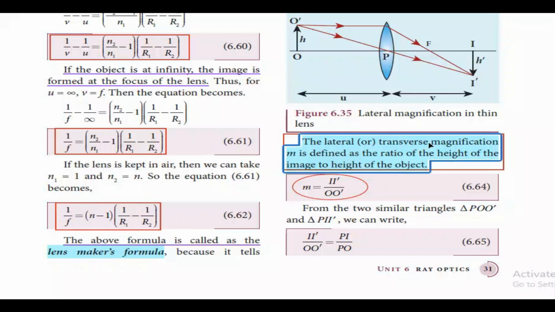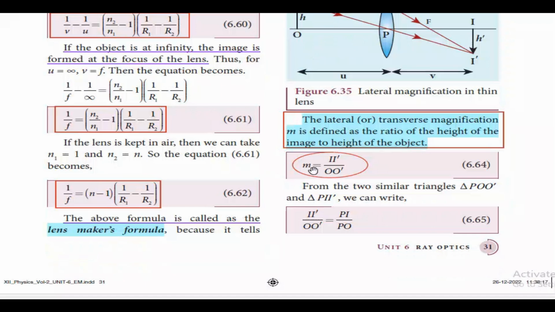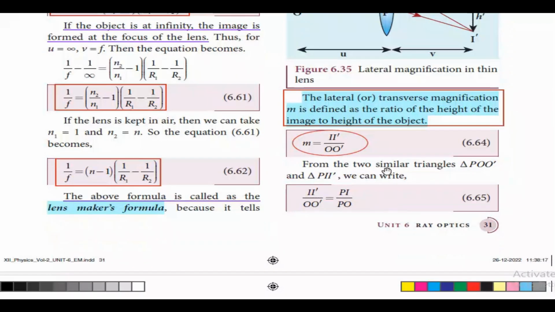The lateral or transverse magnification m is defined as the ratio of the height of the image to the height of the object. So the expression can be written as m is equal to II' by OO'. And from the two similar triangles POO' and PII', we can write II' by OO' equal to PI by PO.